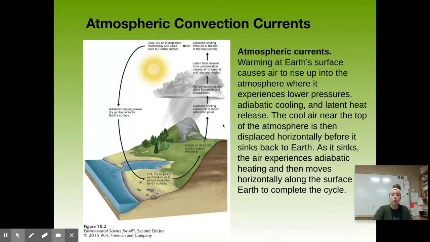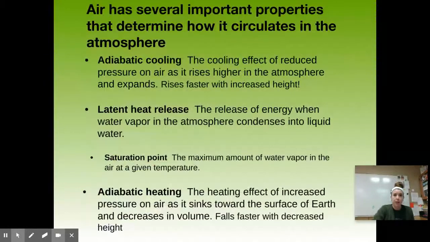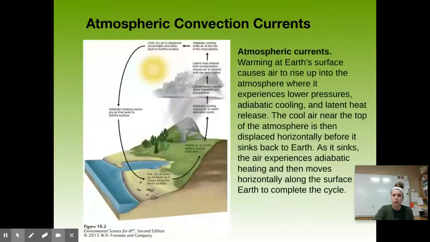So we have this thing called adiabatic cooling. And I will tell you, pressure wins with adiabatic cooling. With adiabatic cooling, the cooling effect of reduced pressure on the air that rises higher in the atmosphere begins to expand. So yes, that parcel of air is becoming cooler, and you would think that your particles would start to come together again. But because you're moving up and away from gravity, you're actually becoming less dense, because your particles aren't as compressed. So as you rise, you do become cooler.